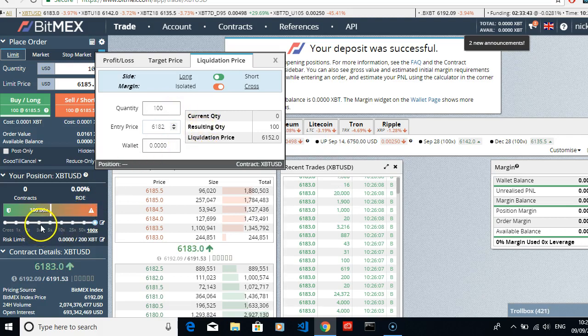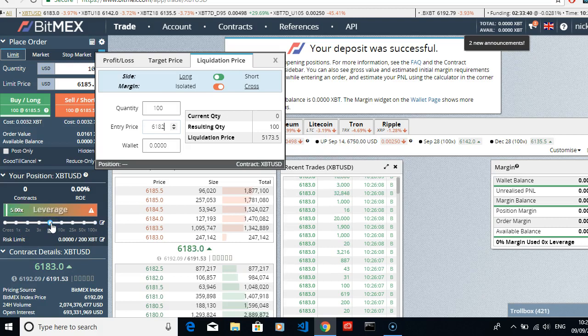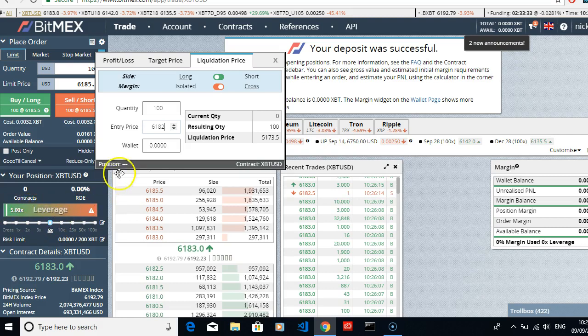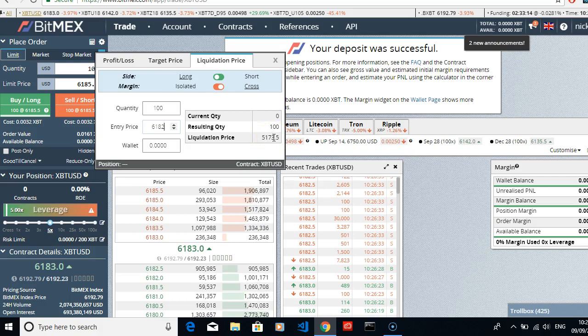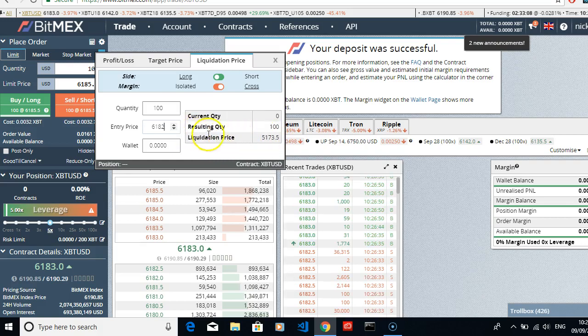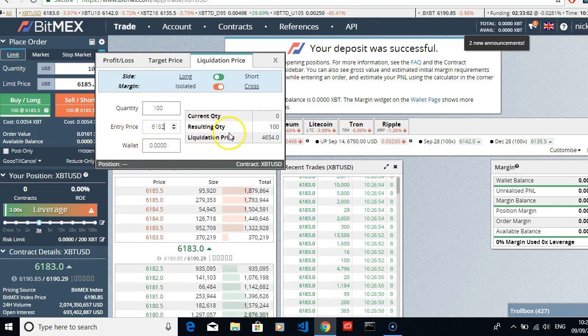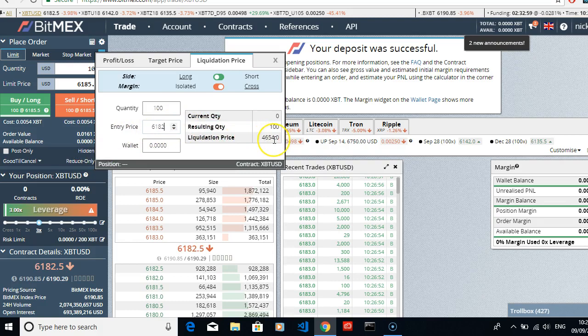Now, if you did have 5 times leverage here, click here, 5 times leverage, then you can see the entry price and the liquidation price has dropped to 5173. So the price would have to fall from 6182 all the way down just to 5173, just over $1,000. So it's got to drop Bitcoin in price $1,000 before you get liquidated. So it's far safer. Times 5 leverage, times 3 leverage. Here we see the liquidation price is now all the way down to 4654.